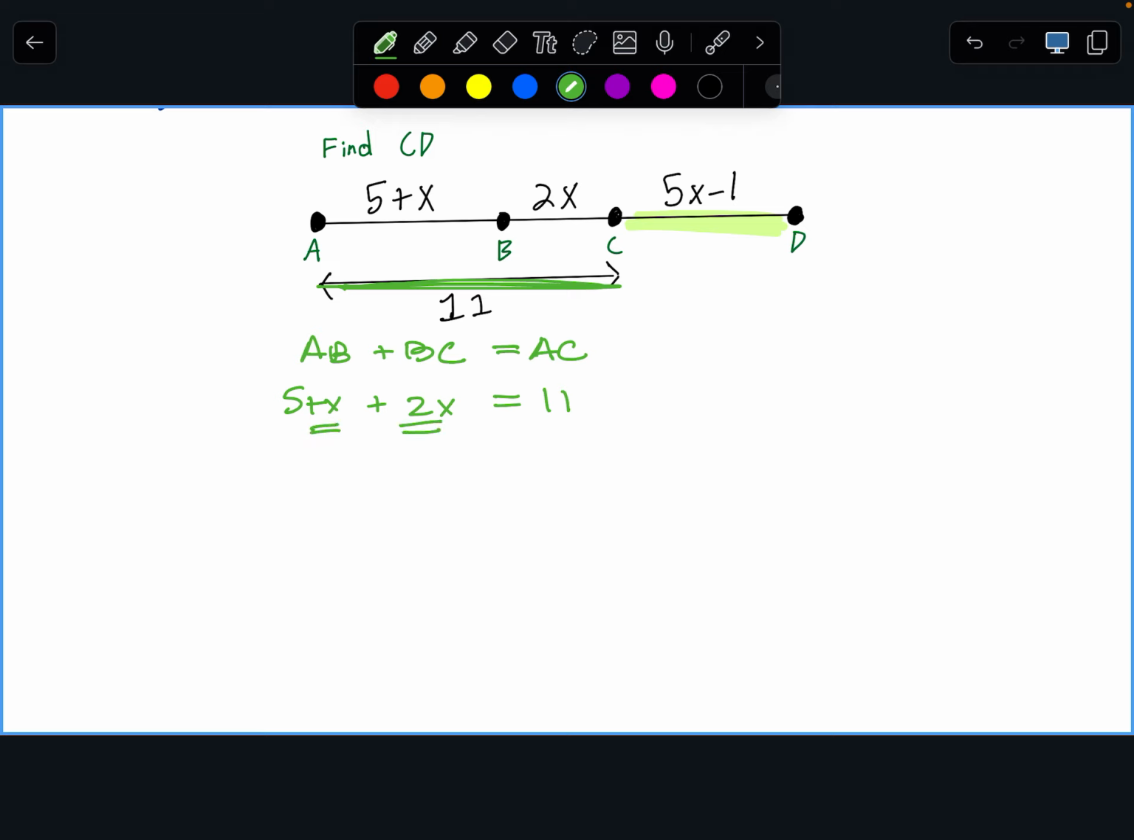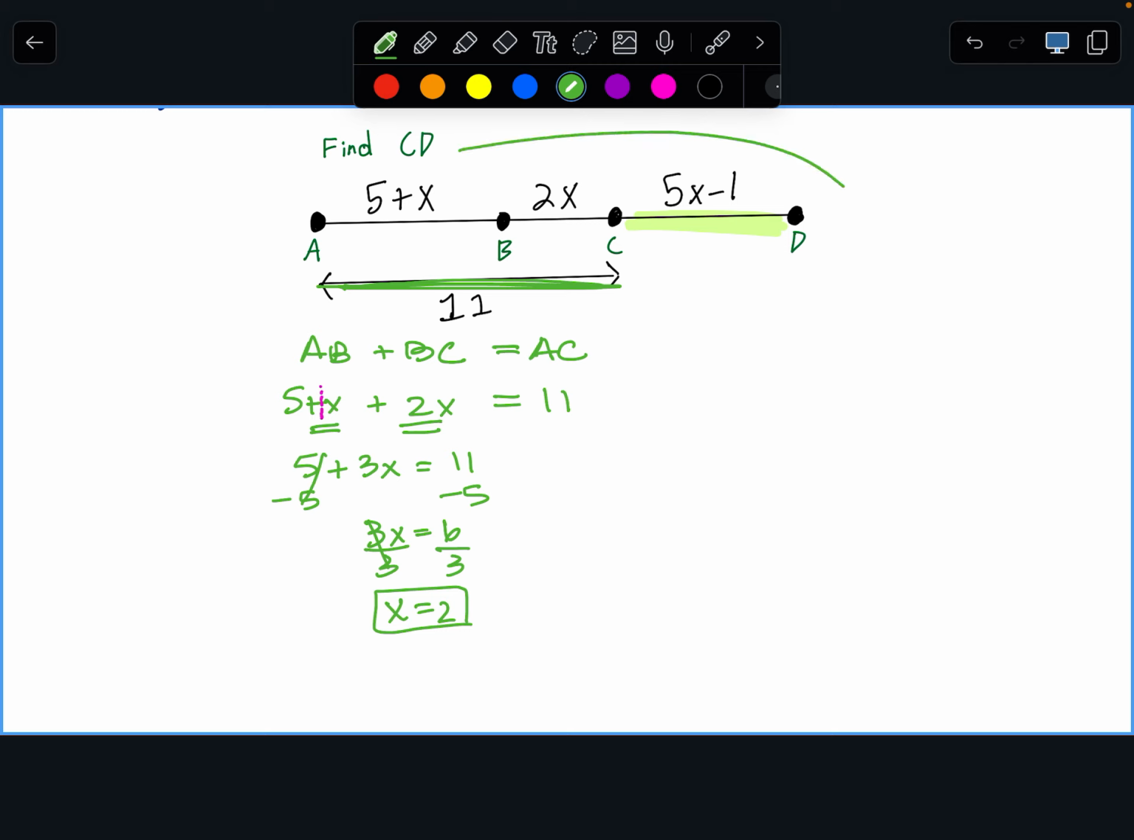How many x's do I have in total? No, this is how much right here. This one is 1. So then 1x plus 2x is 3x. So that's 5 plus 3x equals 11. And then we subtract 5. 3x is 6. And then we divide and get x is 2.